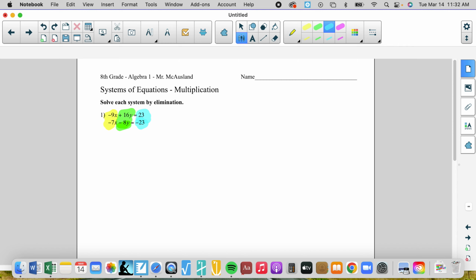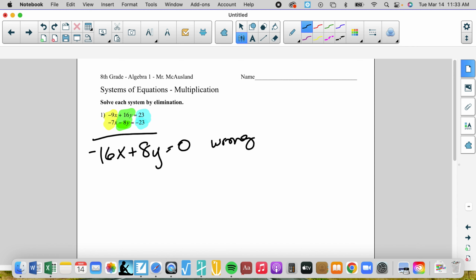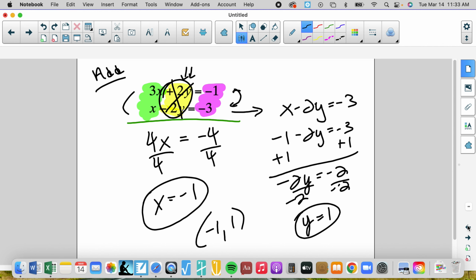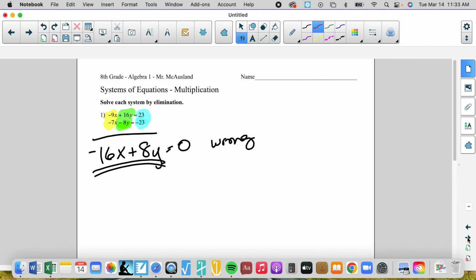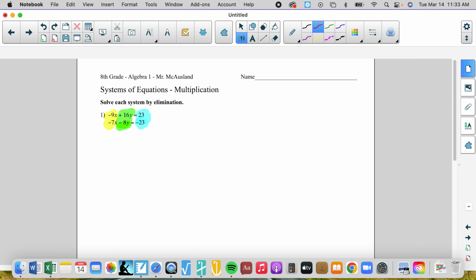But this is not a great equation, because if we choose to do the addition method, we get negative 16x plus 8y equals 0. And what's wrong with this? We still have two variables. What was nice about adding the previous two is one of the variables canceled out. The y's canceled, so that's why we use the addition method. If we use the addition method here, nothing cancels out. So we can't use the addition method, at least not at this point.